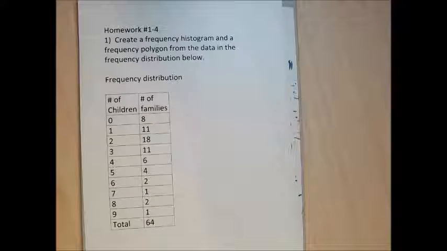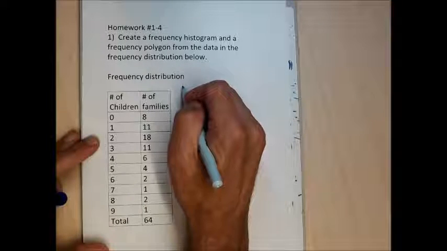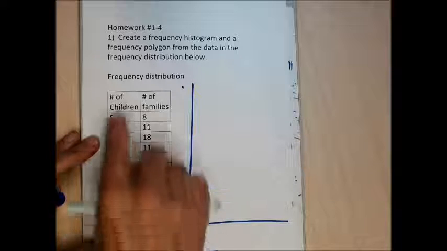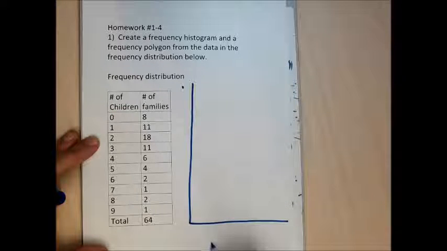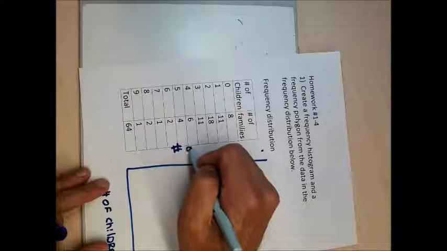So, homework already. Problem 1, create a frequency histogram and a frequency polygon. I'm going to put them on the same graph because I'm lazy. I'm going to do your problem 1 with you. So I need to make up the first quadrant in some sense of a graph. The units along the horizontal or X-axis, I'm going to call number of children because that's how it's labeled. And along the Y-axis, I'm going to label this number of families.